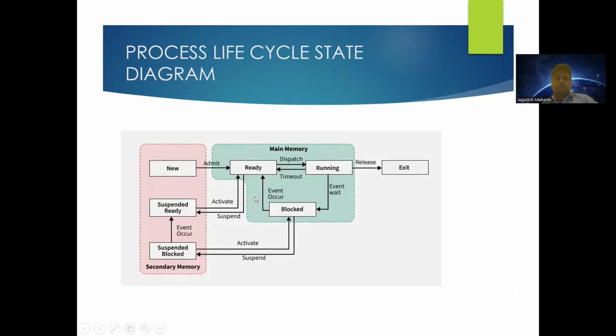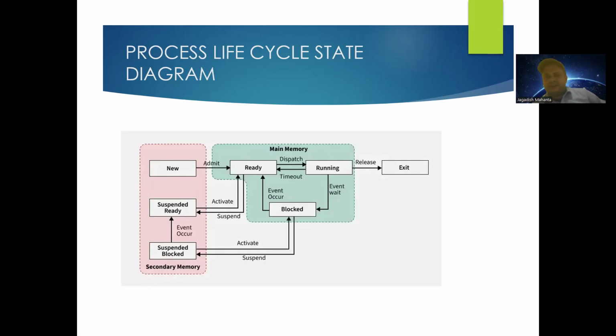Next one, students, is block to ready. When the event a blocked process was waiting for occurs, the process moves to the ready state. For example, a process was waiting for user input, and when the input is provided, it moves to the ready state. I have already discussed that if the process wants some input data for its program, then the process waits in the block state. After getting the input data, the process again moves to the ready state.